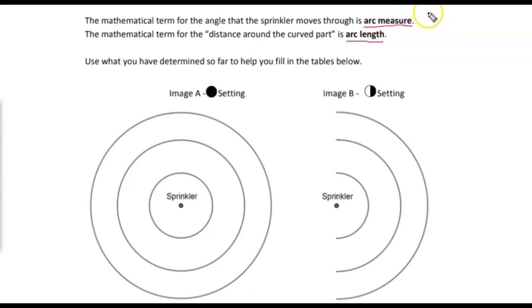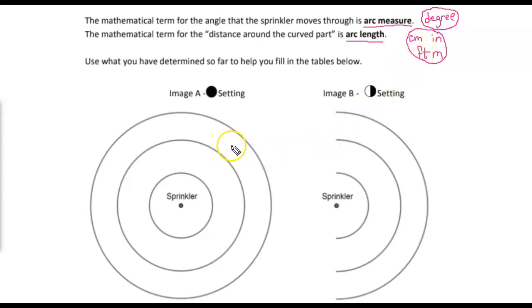Arc measure is a degree. It's a measure of an angle. Arc length is going to be some kind of linear unit like centimeters or inches or feet or meters, something along those lines. It's a linear unit of measure. So we're talking about an actual distance. They're two different measurements for the same thing.